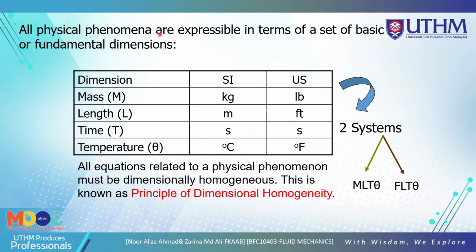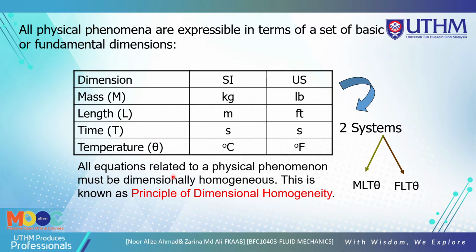All physical phenomena are expressible in terms of a set of basic or fundamental dimensions. Here the mass has the symbol M, length is L, time is T, and temperature is theta. In SI units, mass is in kilograms, length in meters, time in seconds, and temperature in degrees Celsius. In US units, mass is in pounds, length in feet, time in seconds, and temperature in degrees Fahrenheit.